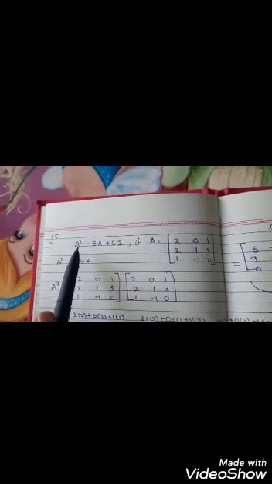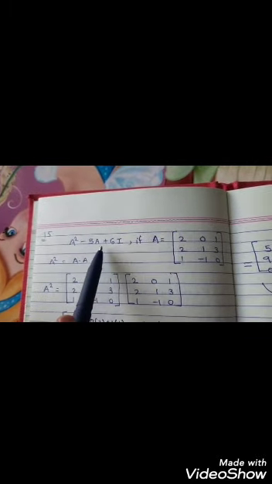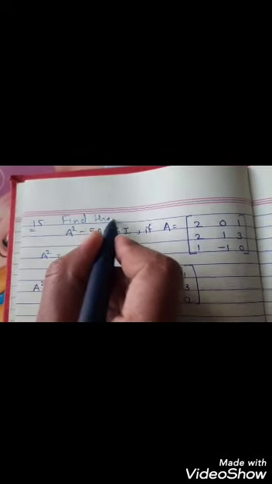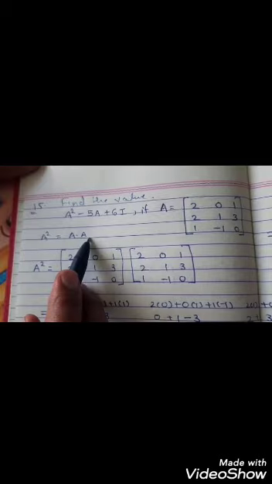Now question number 15. Question number 15 is A square minus 5A plus 6I, if A is equal to the given matrix, we have to find this value. Now A square is what? Just as x square is x into x, in the same way A square is A into A. To find A square, we need to multiply A with A itself. So this matrix A multiplied by matrix A.